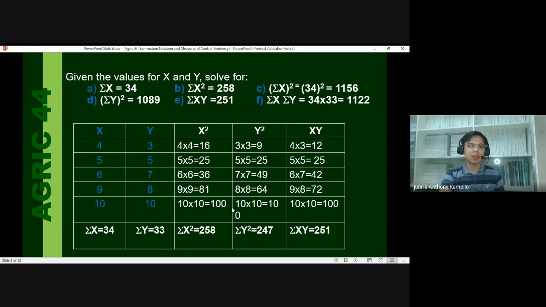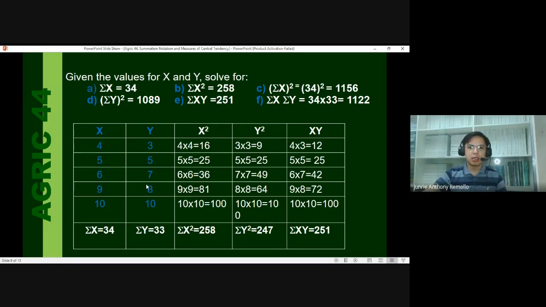So for example, if we want to obtain the values for x and y, then we could solve for letter A, the summation of x. Say for example, these are the values. Though there are already answers provided, at least it will give you a deeper grasp of how those values are obtained. So the summation of x is equal to 34.